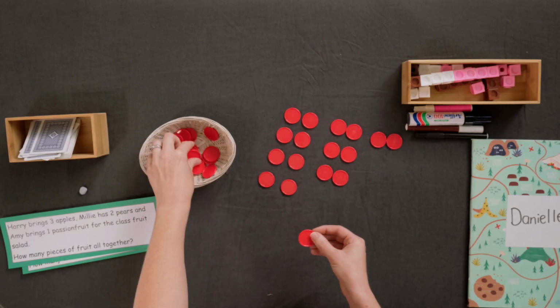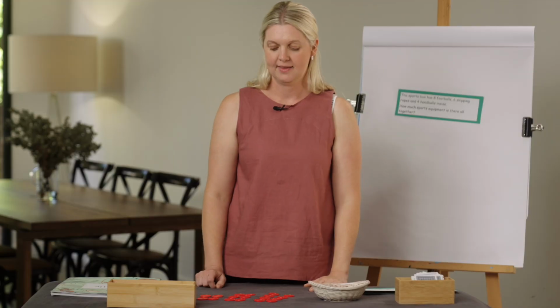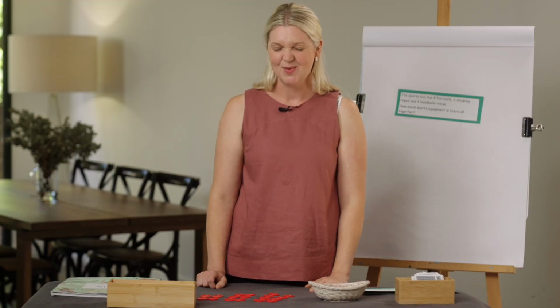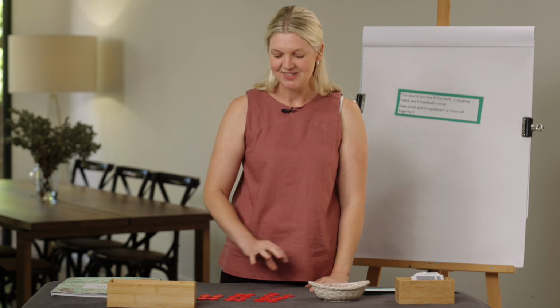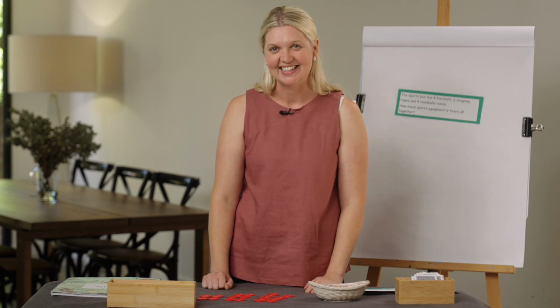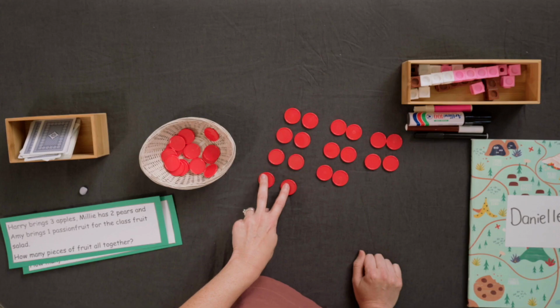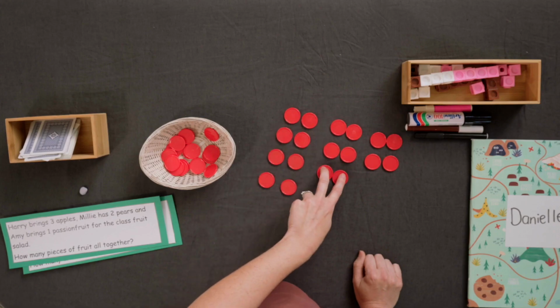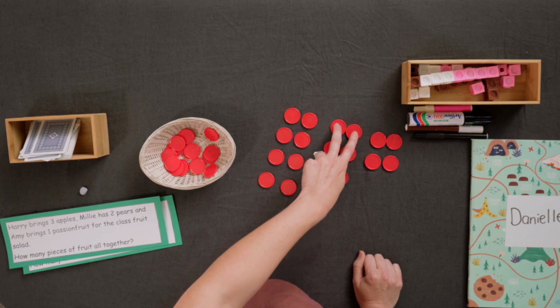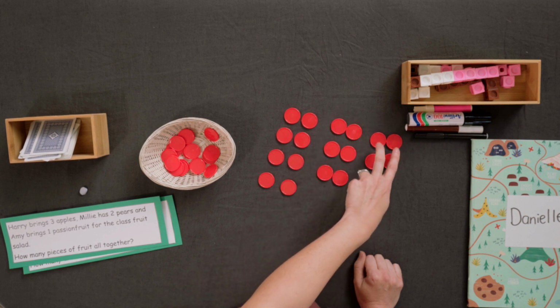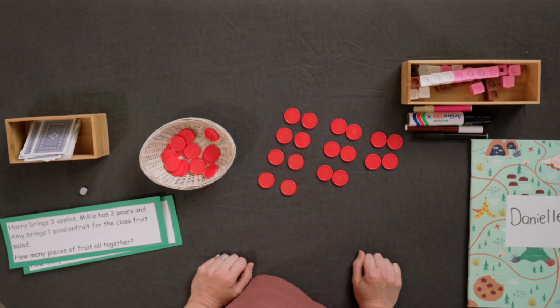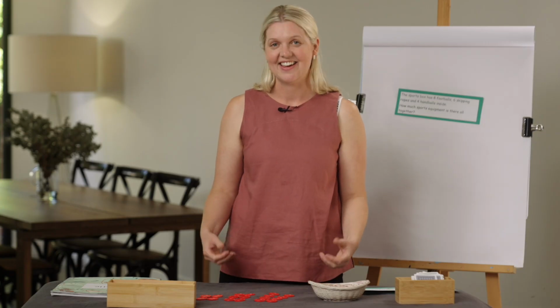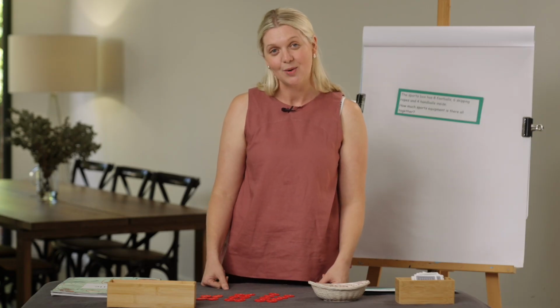2, 4. Now, what do we have to do next? That's right, we have to add them all together. Count with me. 2, 4, 6, 8, 10, 12, 14, 16, 18. Together, there is 18 pieces of equipment in the basket.